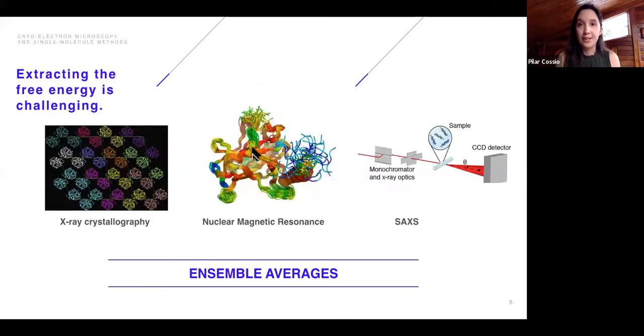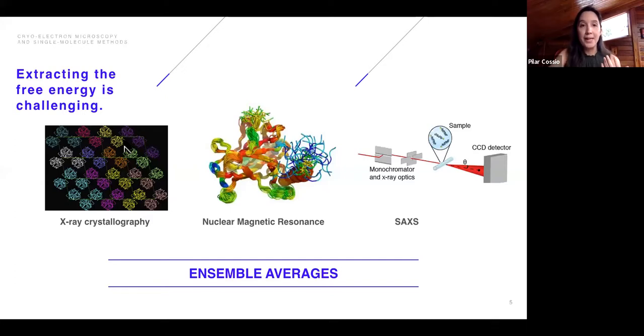However, extracting the free energy is very challenging for traditional structural biology techniques. The reason is that, for example, X-ray crystallography, NMR, and SAXS are ensemble averages. So basically, the observable that you take is an observable over an ensemble, where you have, for example, multiple copies of your protein in a crystal, and then you measure an observable.